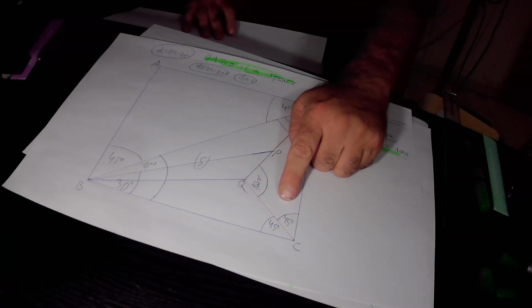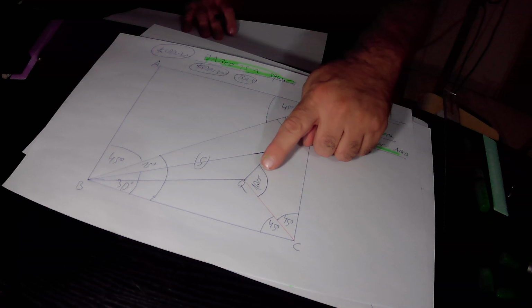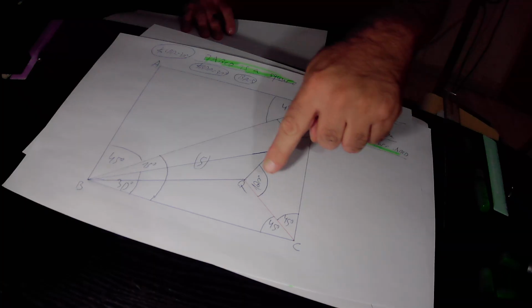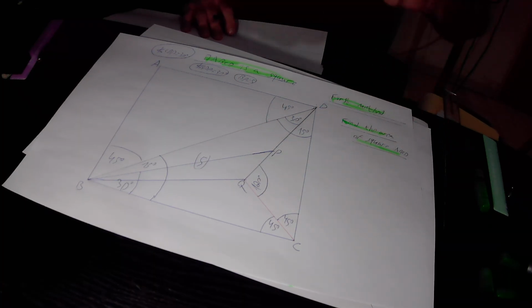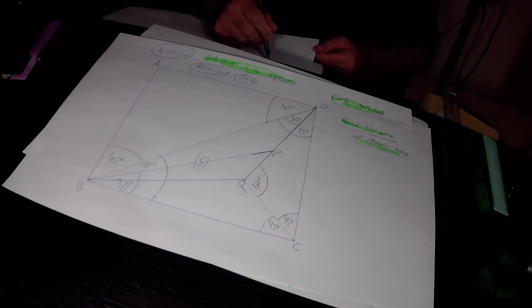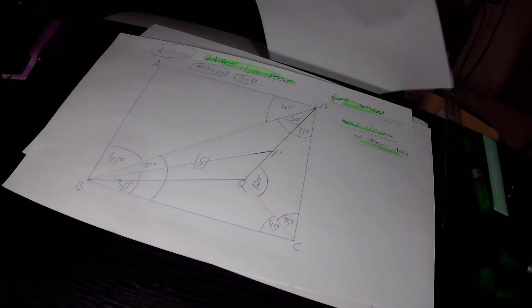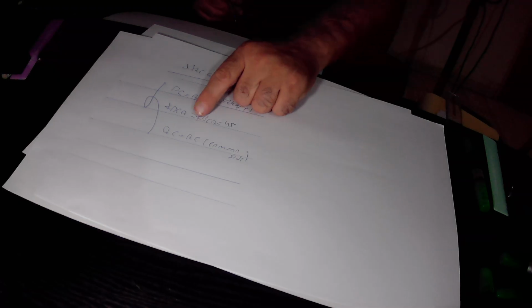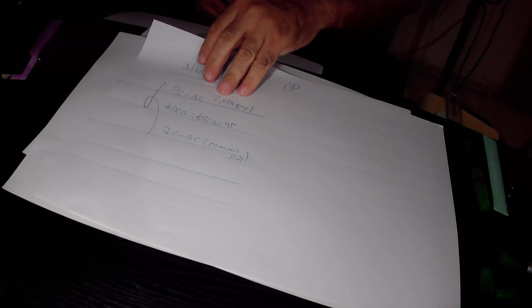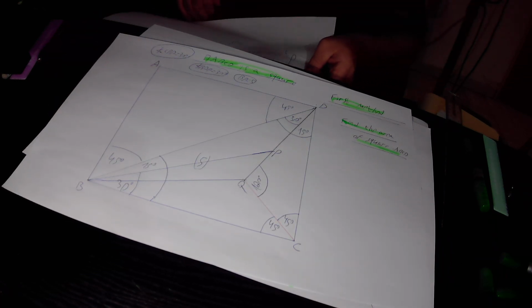And finally, QC is a common side that belongs to both triangles. It's very easy to see that QC belongs to triangle BQC and QC of course belongs to triangle QCD. So QC equals itself. QC is a common side that belongs to both triangles.